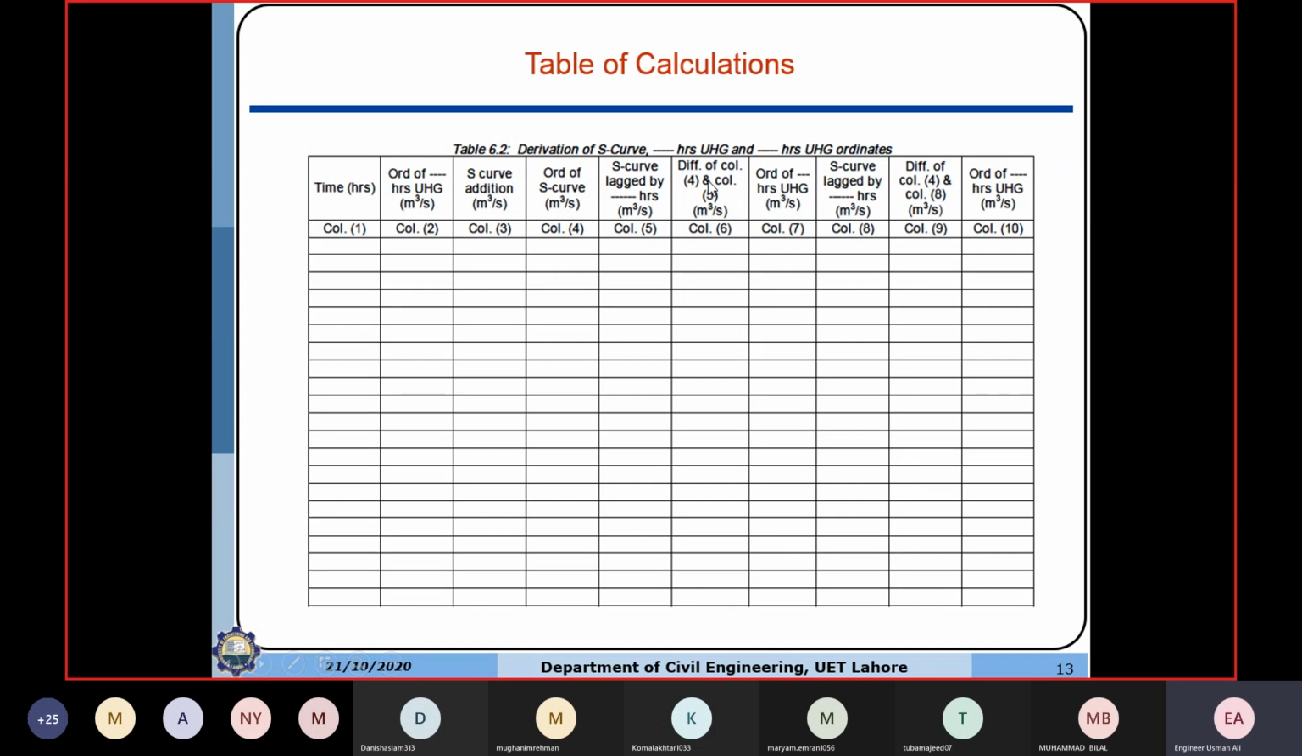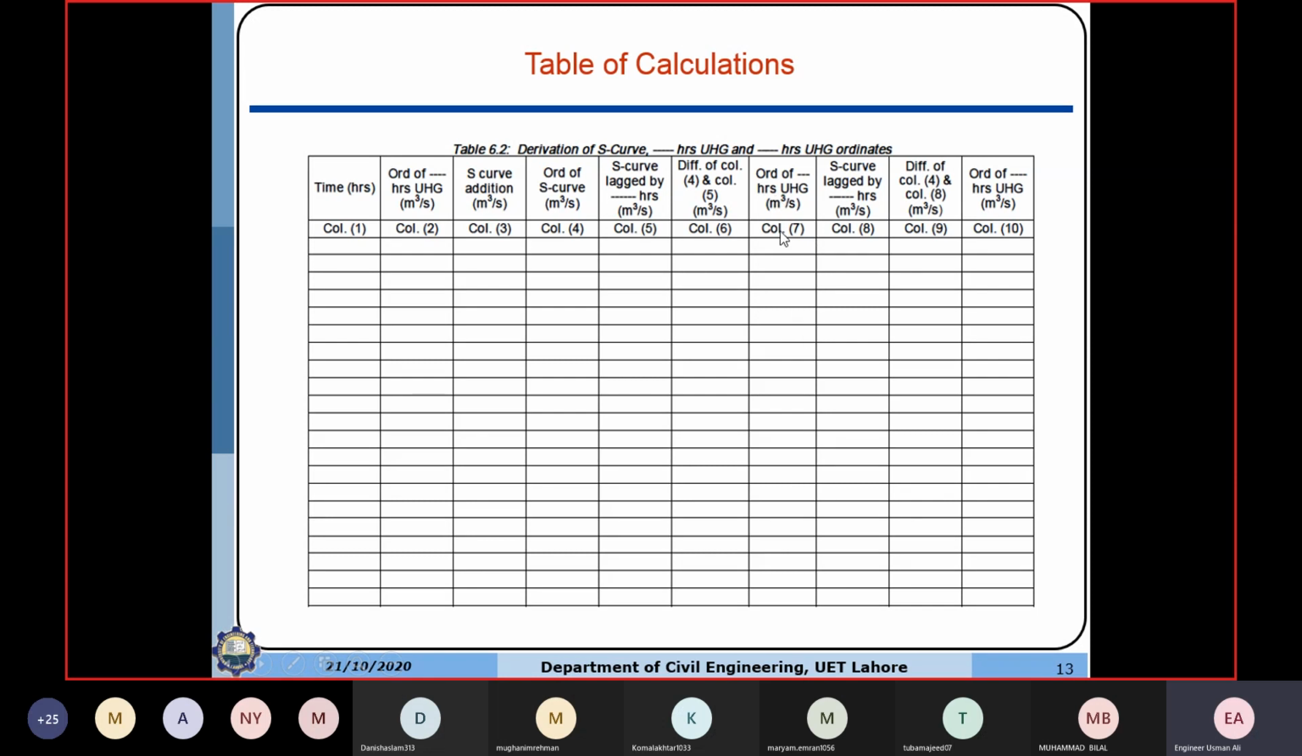Then you will take the difference of column numbers 4 and 5, that is, the first S curve and the second S curve. And for the ordinates of the 2 hour unit hydrograph, you write 2 over here, it will be column number 6 multiplied by 4, that is the given duration, divided by 2, the required duration. That will give you the ordinates of the 2-hour unit hydrograph. In this way you will find column number 7.